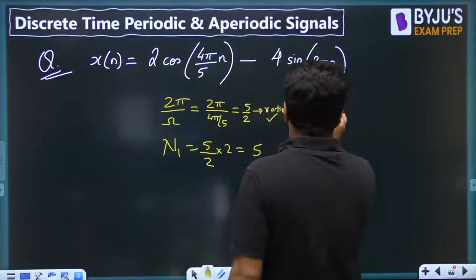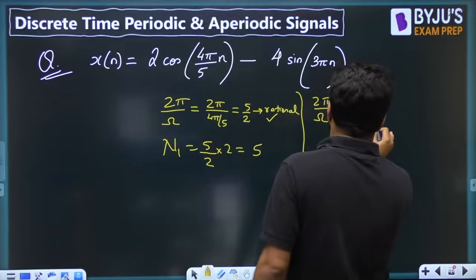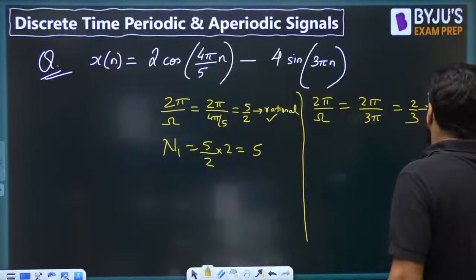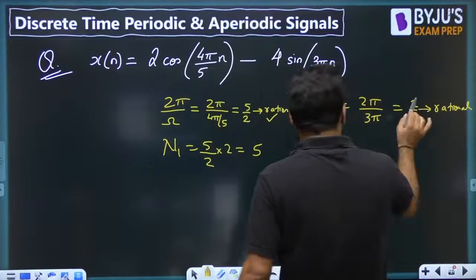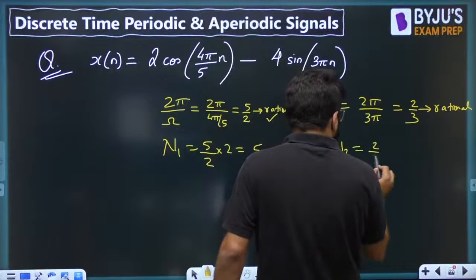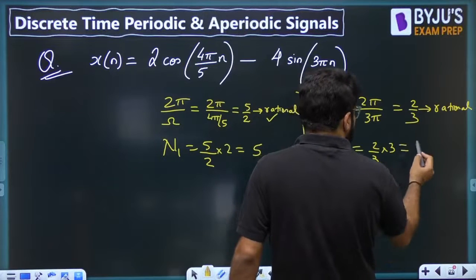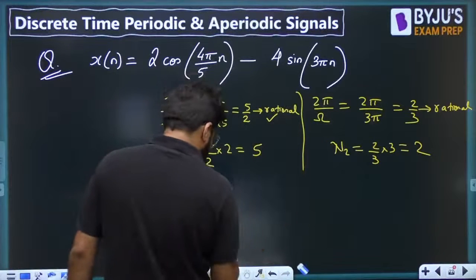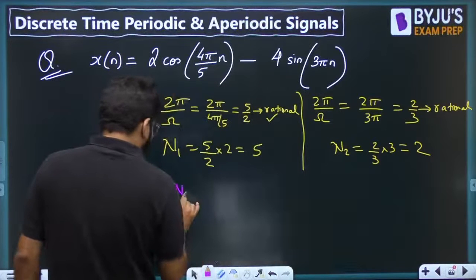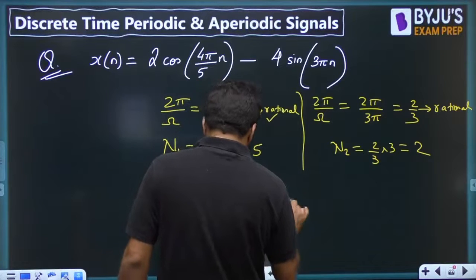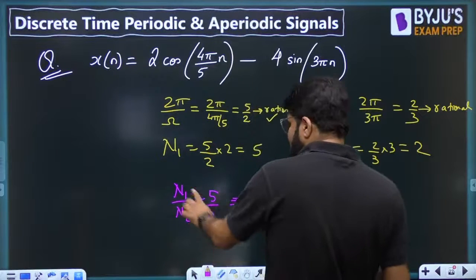Now the second one. 2π/ω is simply 2π upon 3π, that is 2 by 3. It is rational, so the second signal is also periodic, but the period cannot be 2 by 3. Multiplied by the denominator 3, the period is 2. Now n1 upon n2 is equal to 5 by 2. So what is the final time period? Cross multiply, you get 2n1.